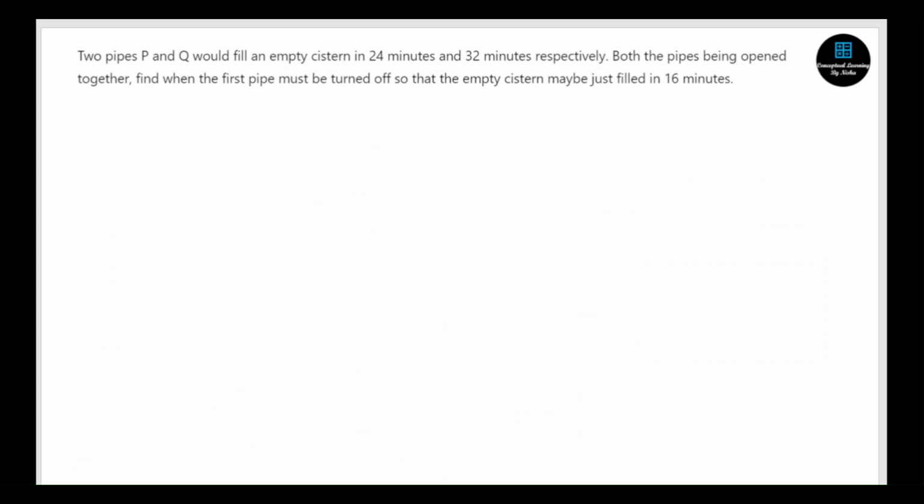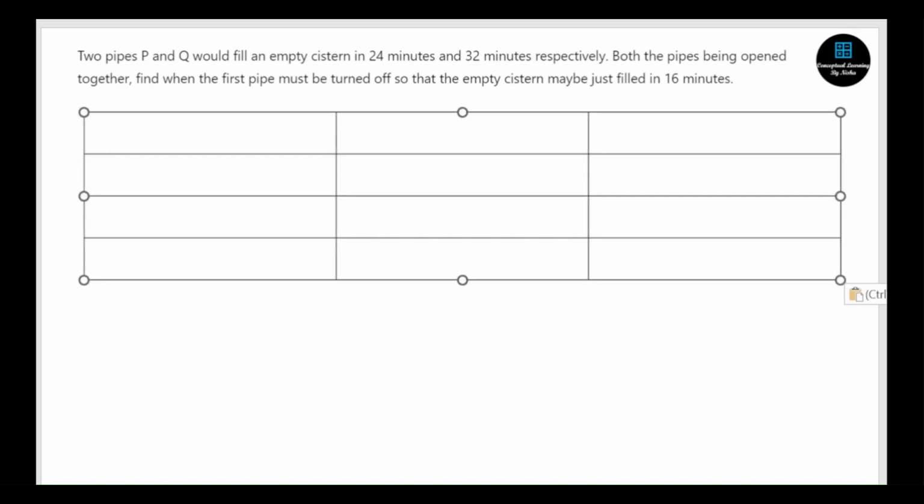Now a similar question. See, they asked in terms of persons. Now they are talking about pipes. So similar logic you have to apply. Let's make the table. Here, which pipes are we talking about? So pipe, and they are talking about filling the cistern. All right, so this is the amount of filling of cistern.